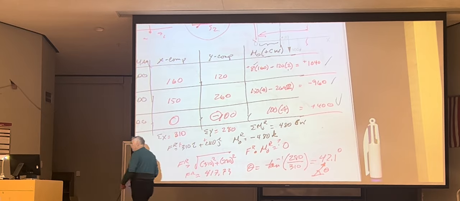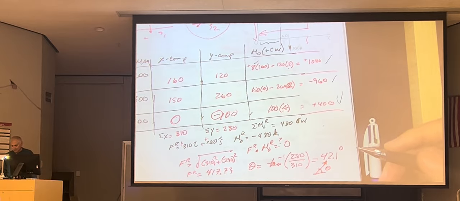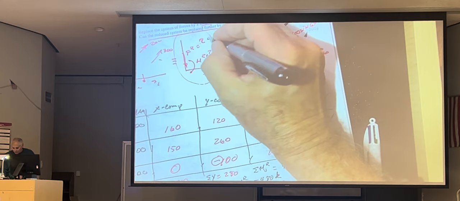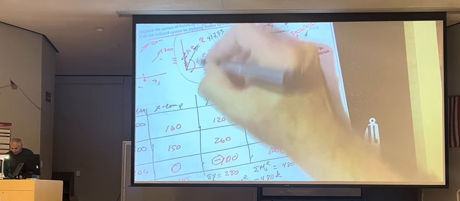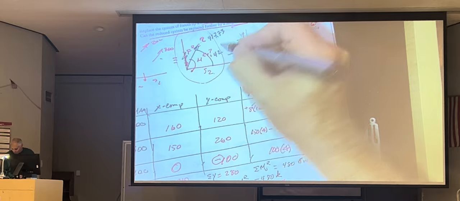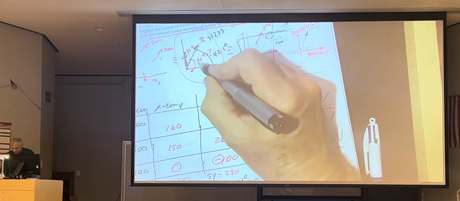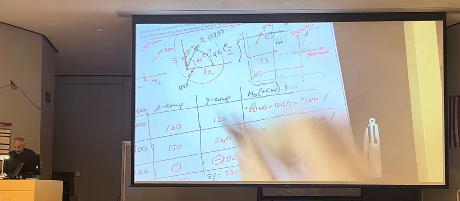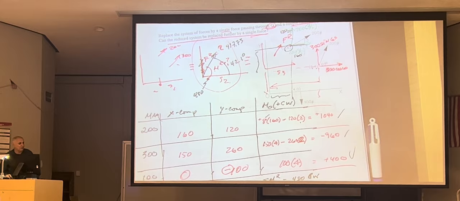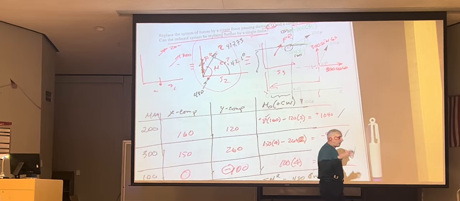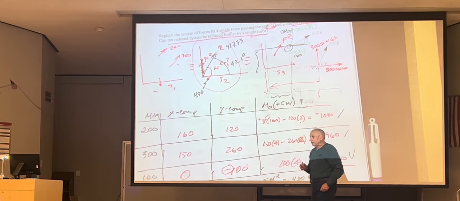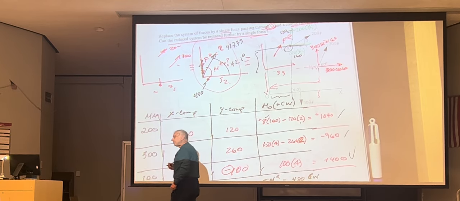Now, what I have done is I've found exactly system 2. System 2, 417.73, but it's not straight down. It is up at an angle of 42.1 degrees. My moment is 480 clockwise. That's what I just found. System 2 exists. It always exists. Single force is 417.73 at an angle of 42.1 in the first quadrant. And the moment is 480 clockwise.